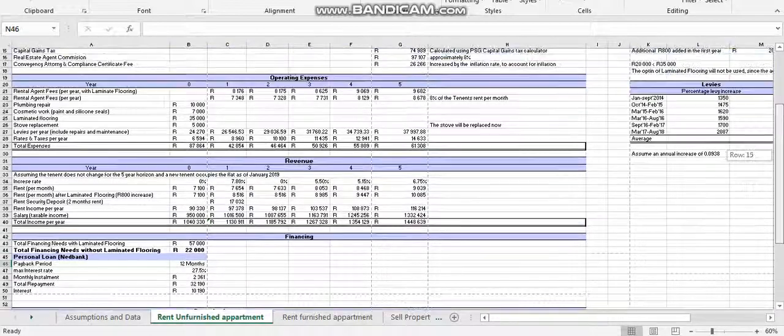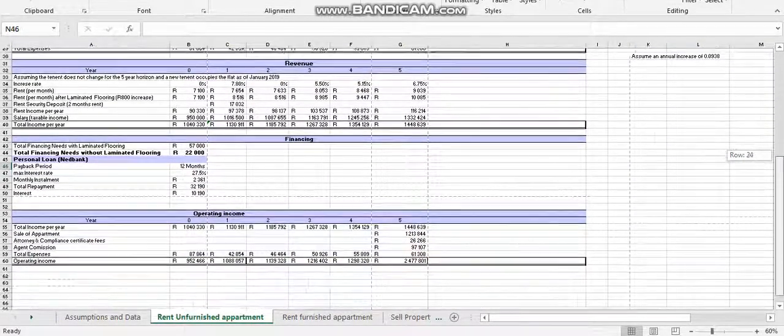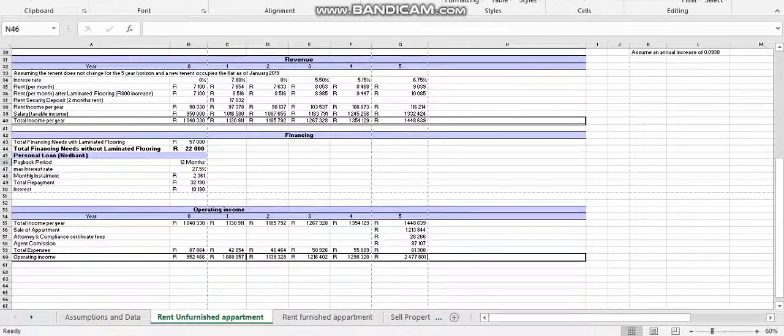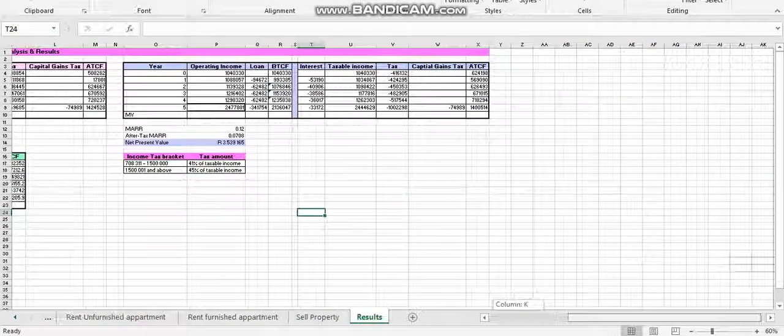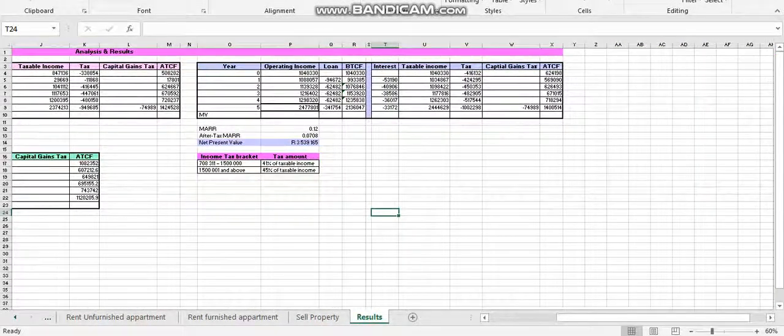Using the revenue and the operating expenses, I then calculated the operating income, which is further used in the after-tax cash flow table, which I then used to calculate the net present value.